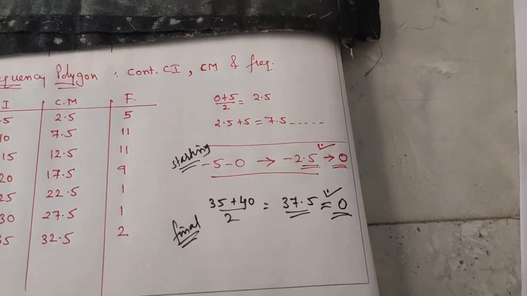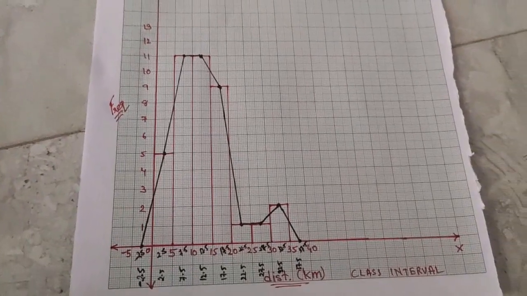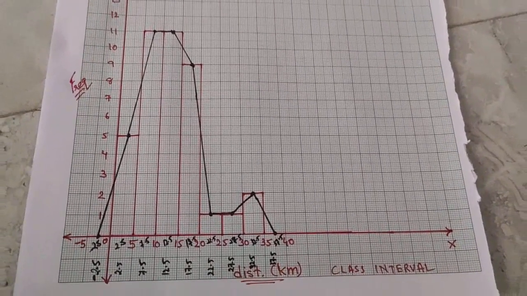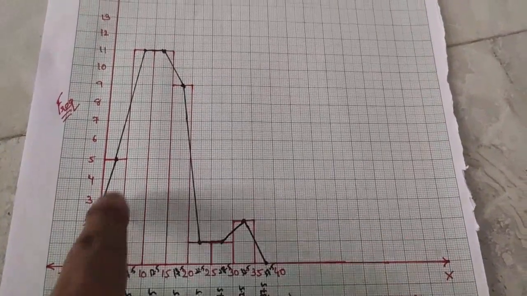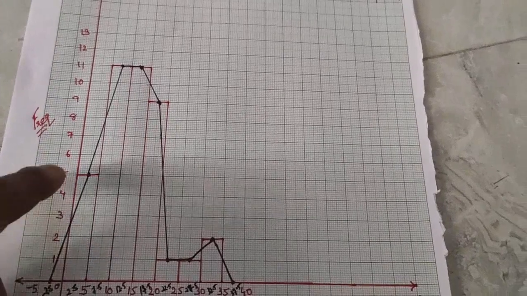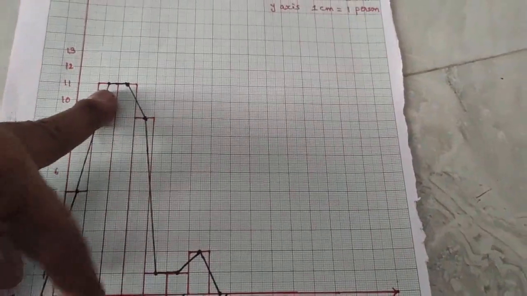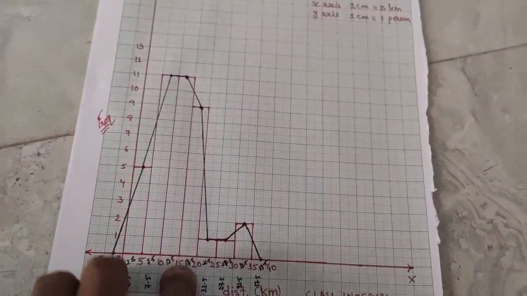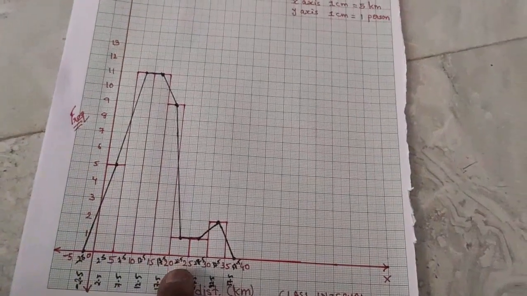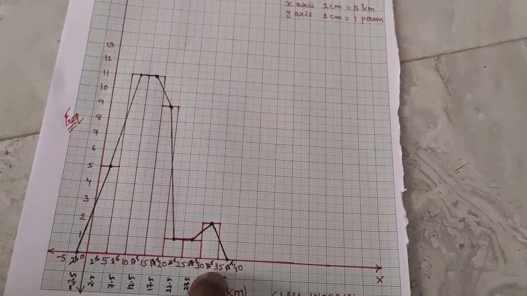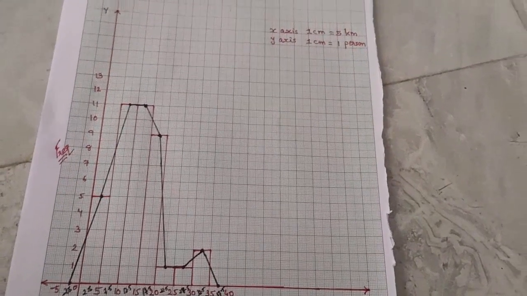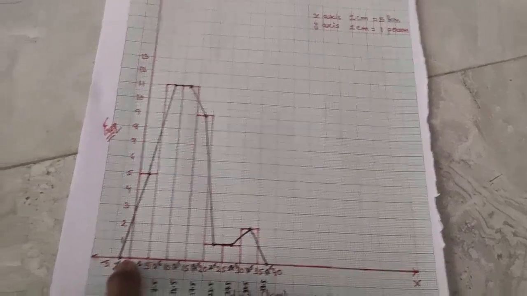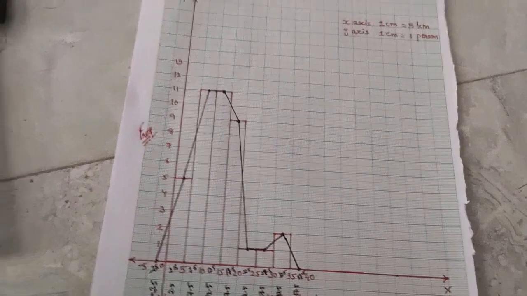So see the graph here. The graph looks like this, same scale, nothing much. So this is how you plot the graph. It starts from -2.5, then goes to 2.5 and 5, then goes to 7.5 and 11, 12.5 and 11, then here 17.5 and 9, then here 22.5 and 1, 27.5 and 1, then 32.5 and 2, and here 37.5 and 0. And then you have to join all those points, you get the frequency polygon.